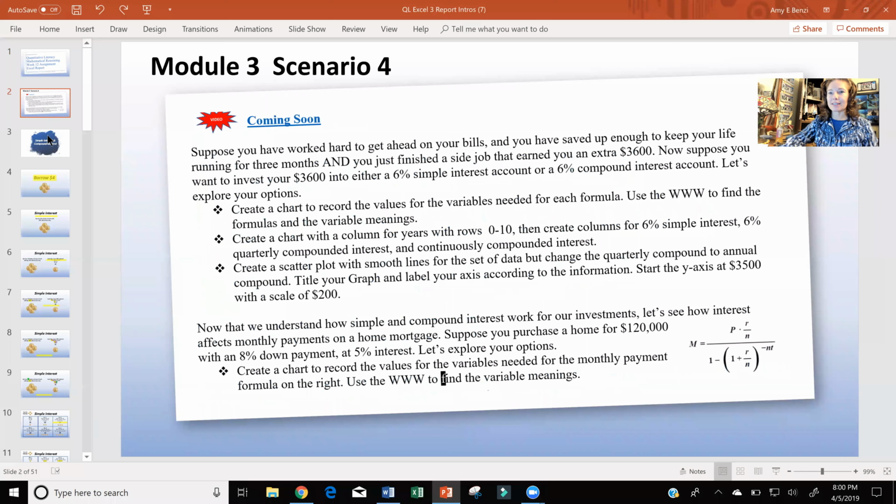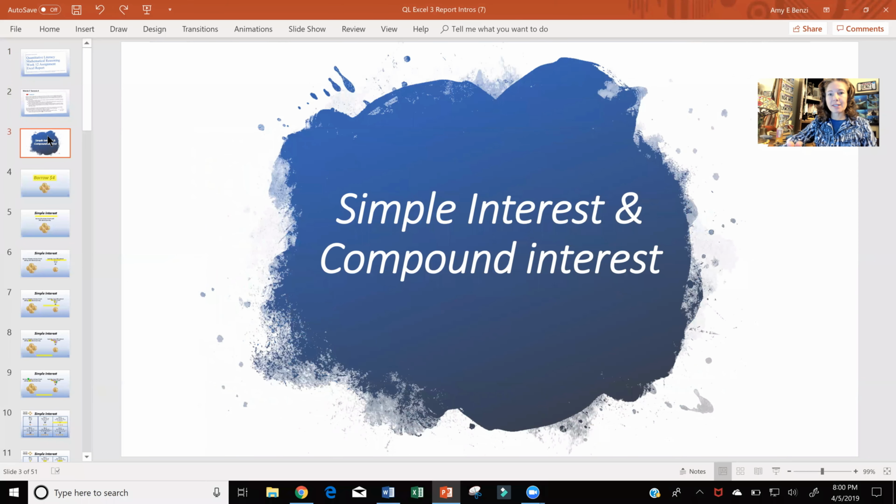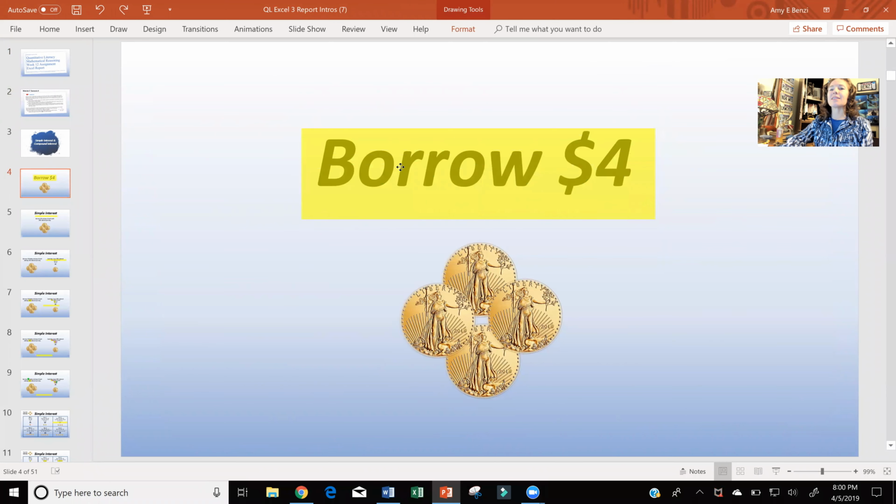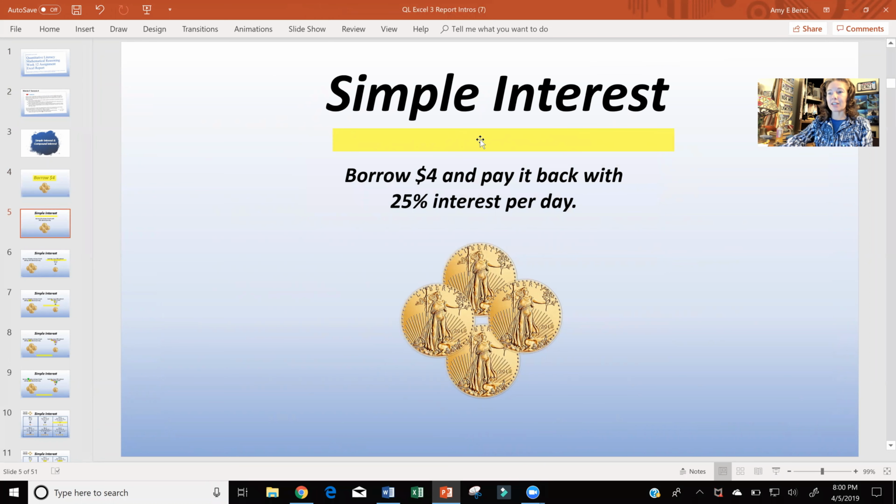For Scenario 4, we are going to be discussing simple interest and compound interest. We are going to use the absolute easiest scenario. We are going to borrow exactly $4 for this scenario. We're going to borrow $4 and see what that looks like with simple interest. When we're talking about borrowing $4, we're going to pay it back with 25% interest per day.